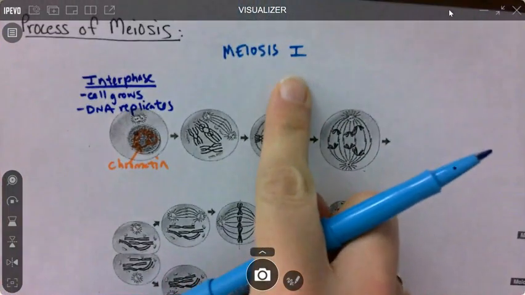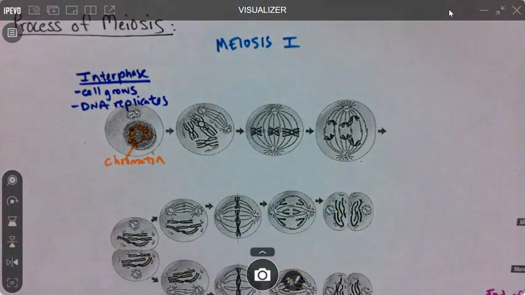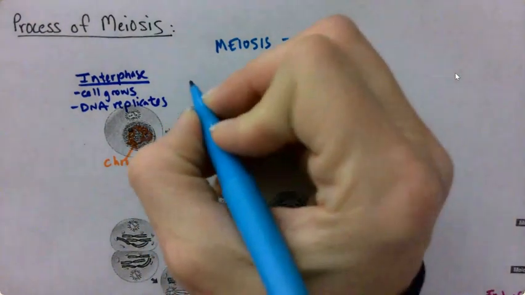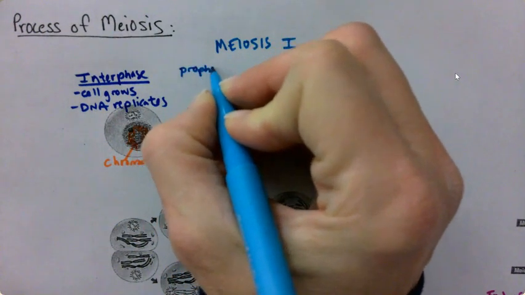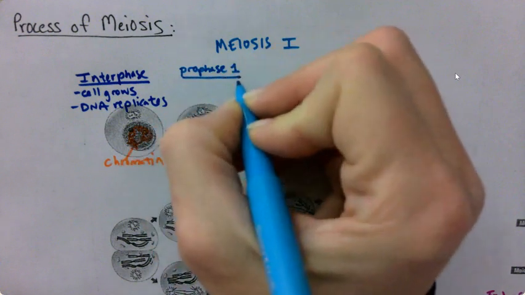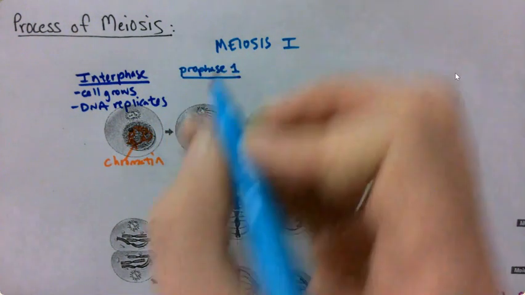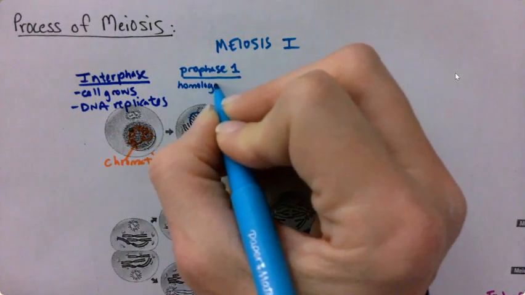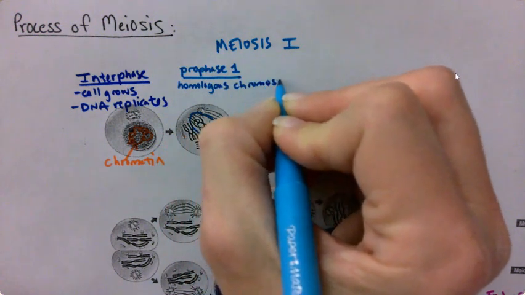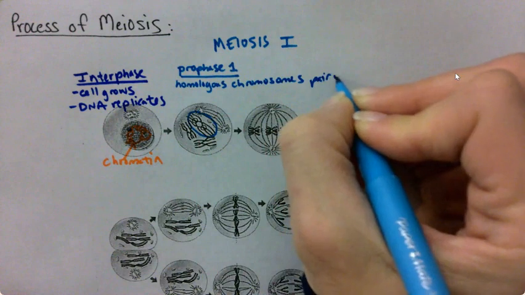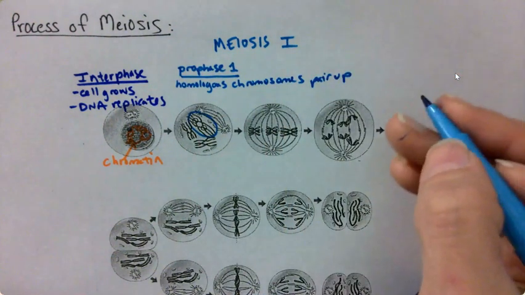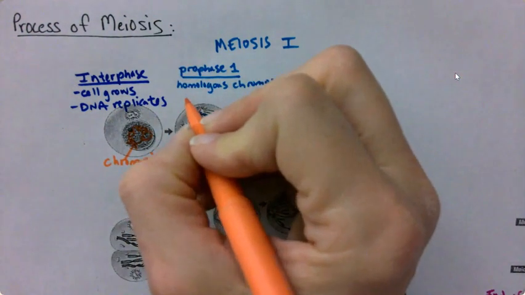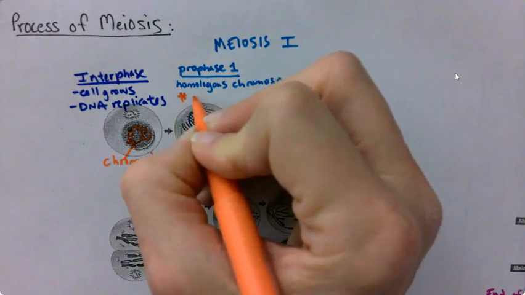Many of the most important parts of meiosis 1 occur during prophase 1. So this right here is prophase 1. During prophase 1, the homologous chromosomes pair up. And when these homologous chromosomes pair up, we have our first way to increase genetic variation. I'm going to put all of our increasing genetic variation in orange. This is called crossing over.